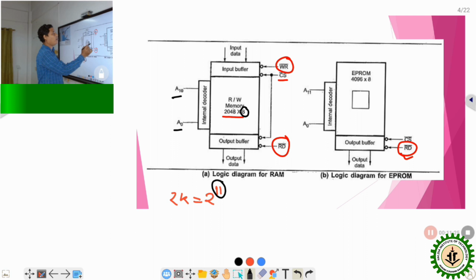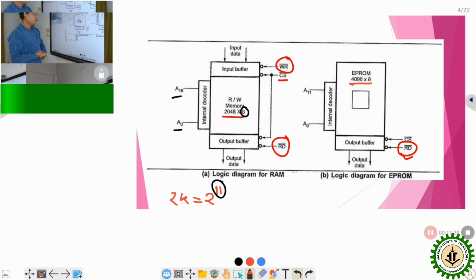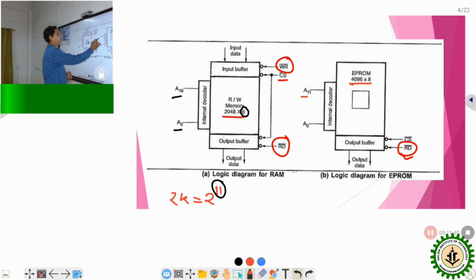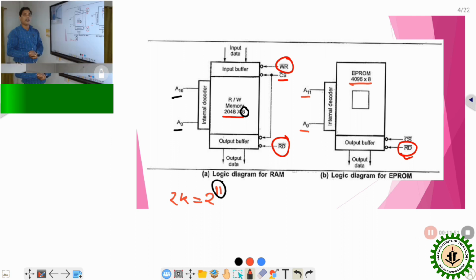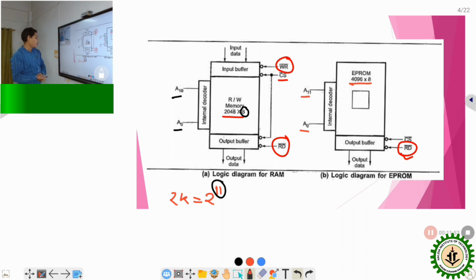Similarly, in case of ROM, it is 4 kilobytes of memory, that is 2 to the power of 12. 4 kilobytes means 2 to the power 12. So 12 address lines are present over here. So depending on the memory size, we need to calculate the number of address lines required to access the memory.